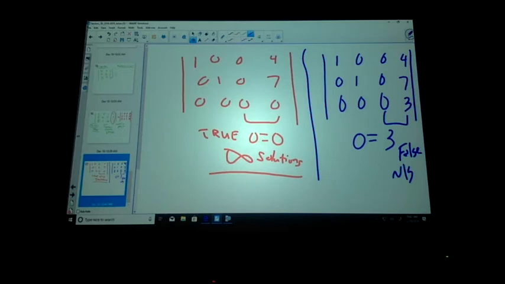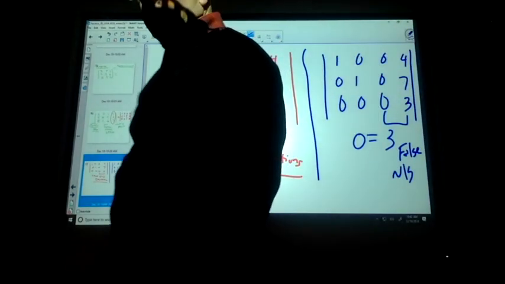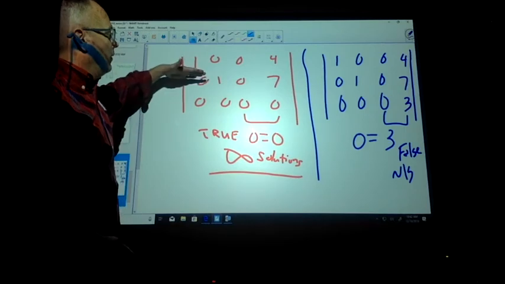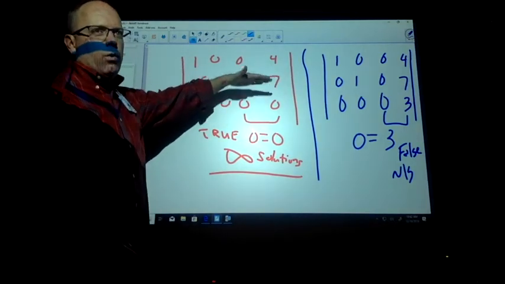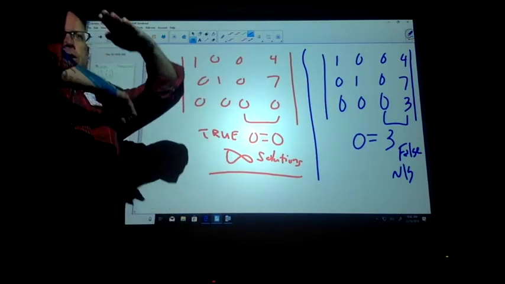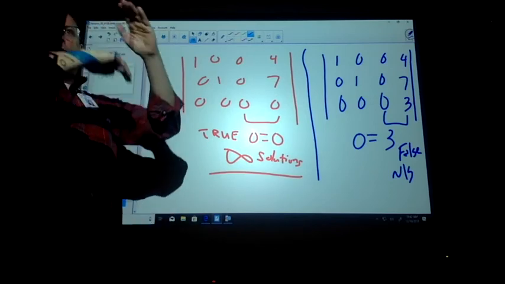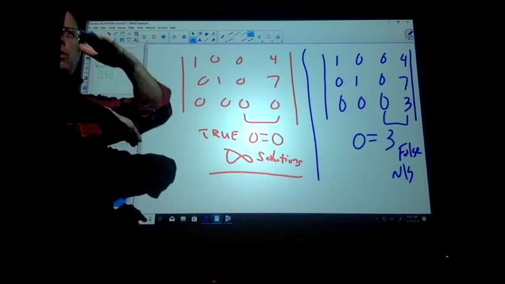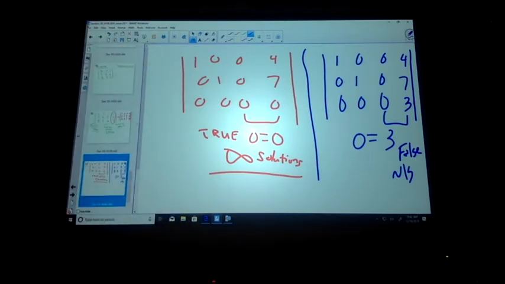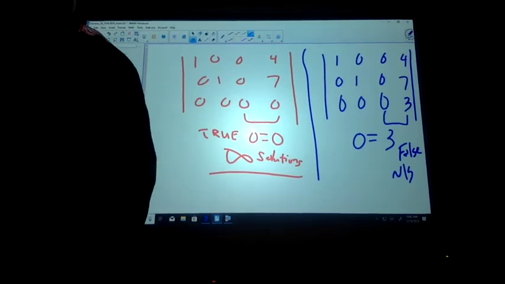Wait, so when deciding true or false, you only care about the bottom right-hand? That's it. Sounds good. So if it does show up here, if that was zeros across, you can always move. You can remember what I said, how you can move an entire row. You can't move an entire column. You have to move the row. So that's why. Cool? Everybody happy?